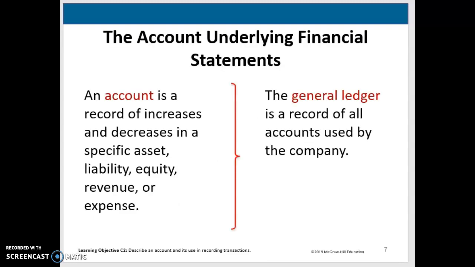So we talked before about accounts like cash, accounts receivable. We've talked about expense accounts like rent expense. We've talked about our capital account. And each of those is its own account, which is a record of the increases or decreases in a specific asset, liability, equity, revenue, or expense account. The record that we use of all of the accounts is called the general ledger. So we're going to have a general ledger that keeps all of the accounts and balances all together.